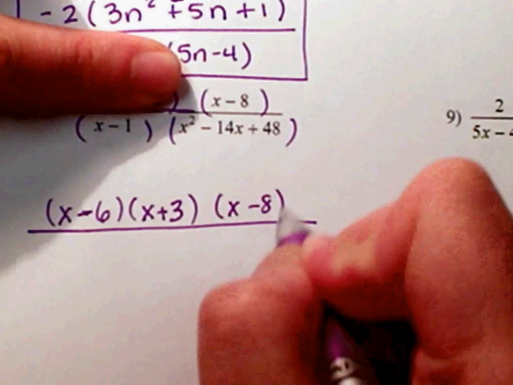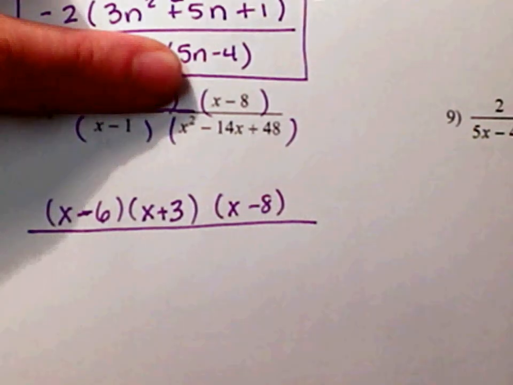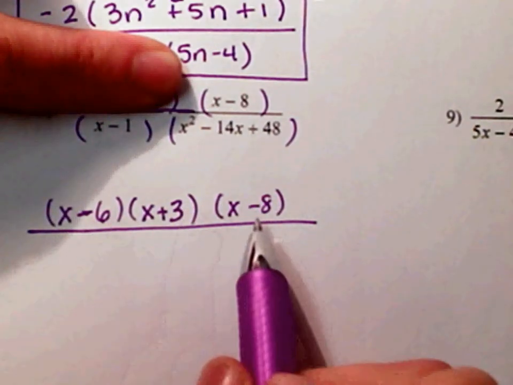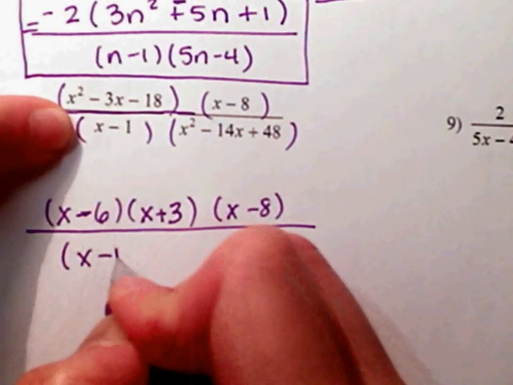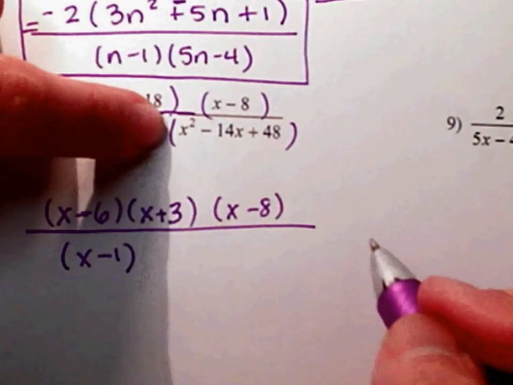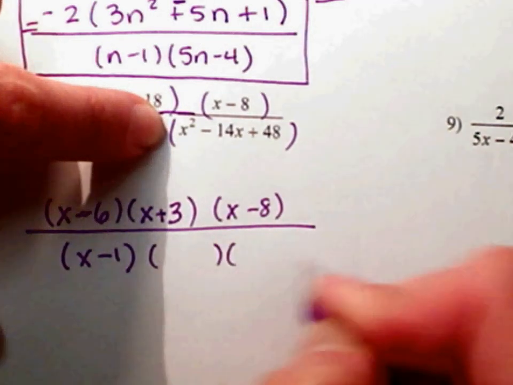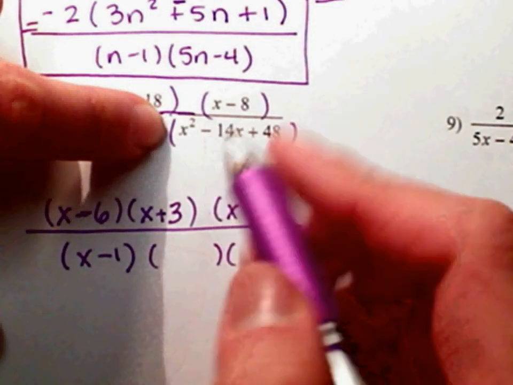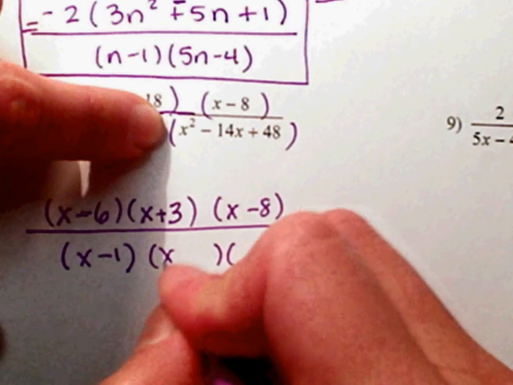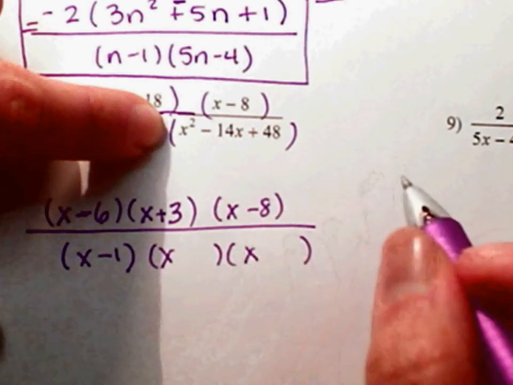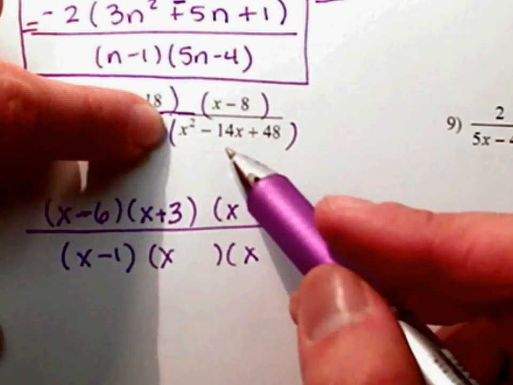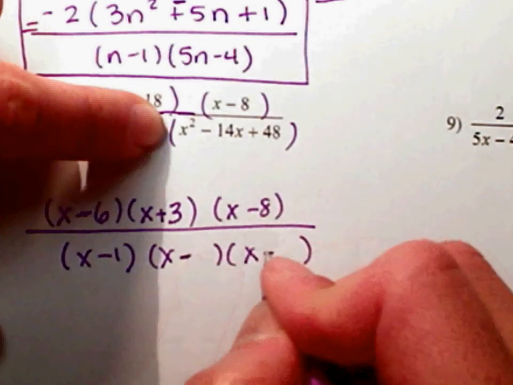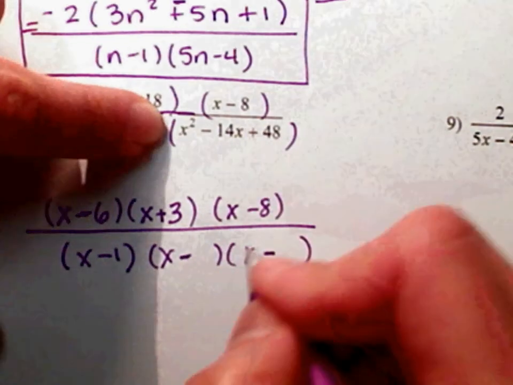Notice I have groupings multiplying times each other. Look at this one, already done. Second group, factor that down. What are some factors of x squared? X and x. Two numbers that multiply to give you 48, and it's going to add to give you negative 14. And since they're both negative, both of those are going to be negative. So 6 and 8.